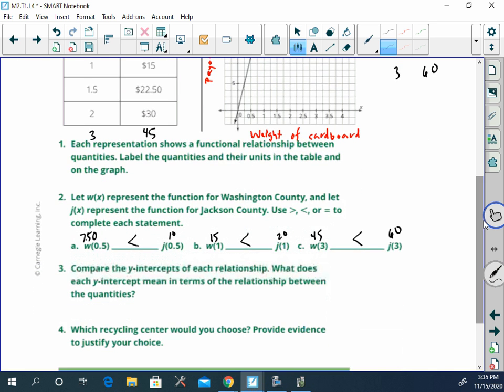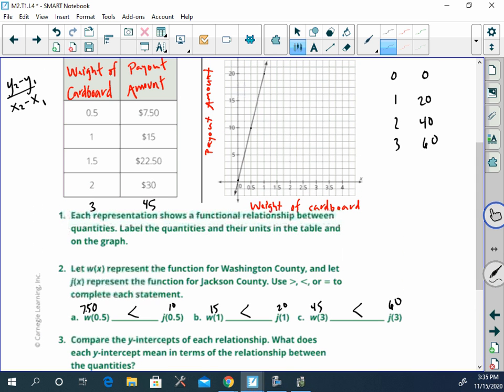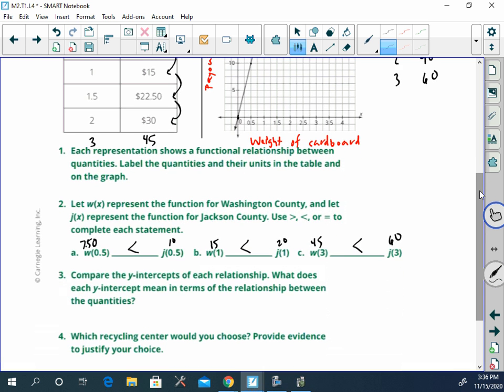Okay, compare the y-intercepts. So our y-intercept here is definitely 0. And to get to the y-intercept here, if we're going ahead 0.5 each time, it's going up by 750. So if we go back 1 spot to get to the y-intercept, because the y-intercept is when x is 0, it's also going to be 0. It says compare the y-intercepts of each relationship, so I'm going to put that the y-intercepts are both 0.